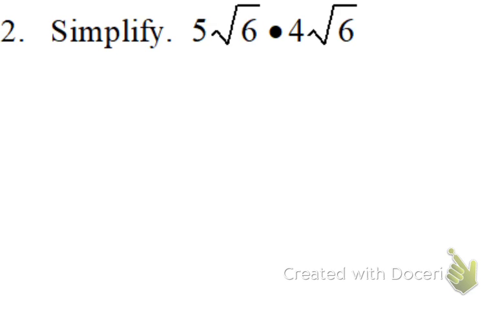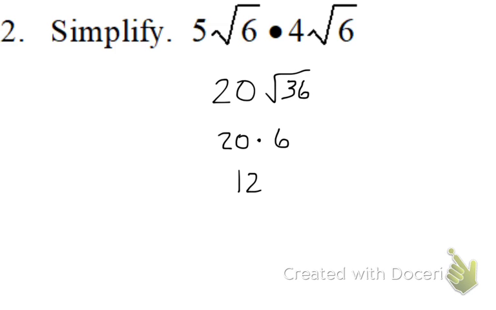Multiply your numbers in front of the square roots. 5 times 4 gives us 20. And then square root 6 times square root 6, you could write as square root 36, but that's just the regular number 6. So 20 times 6 gives us 120.